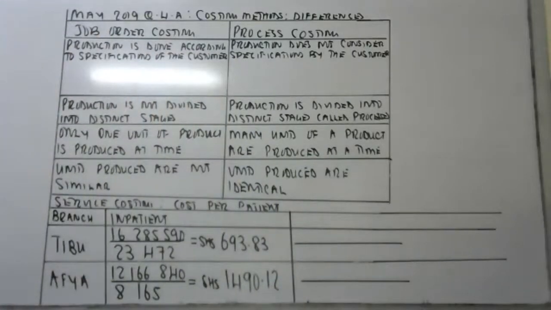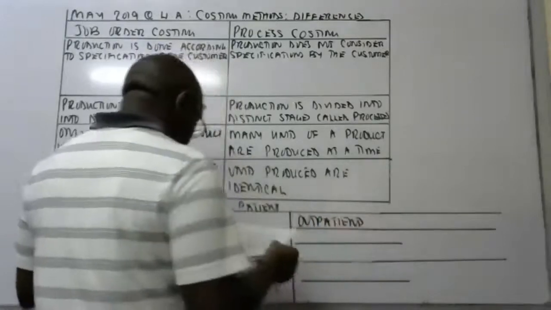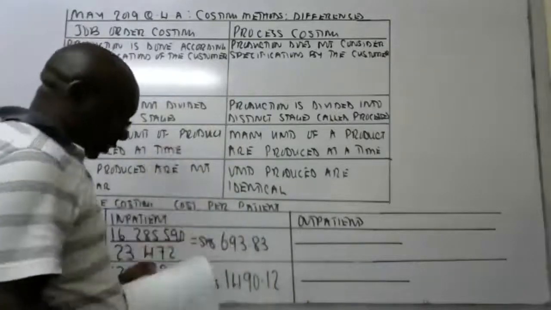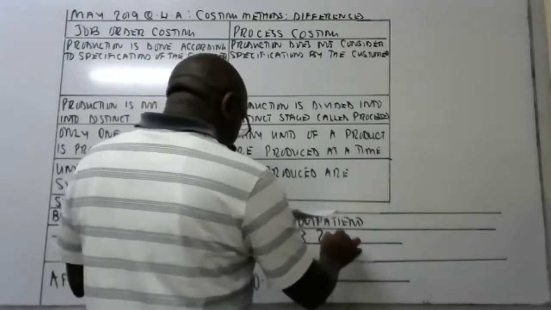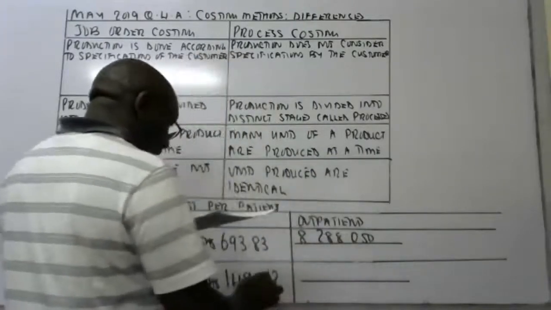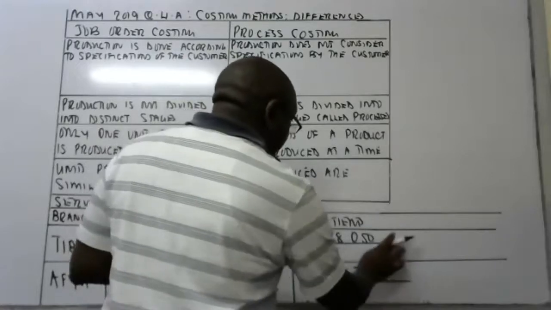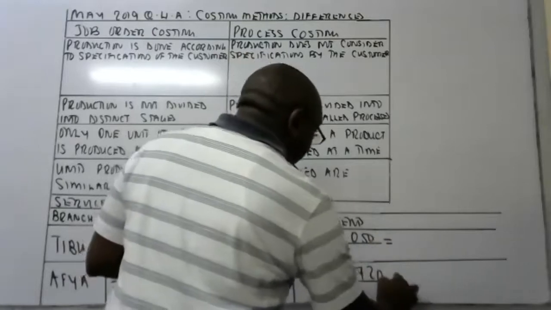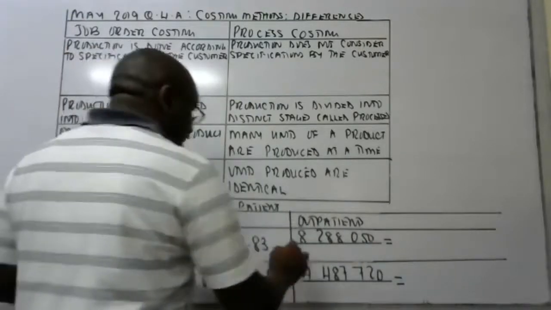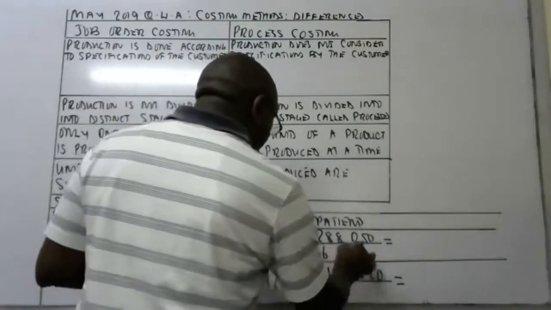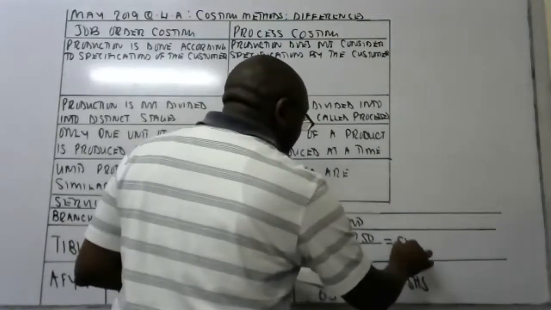Then we go to the outpatients. We start with the costs. In Tibu, it is 8,288,050, and in Afia, it is 4,487,720. Then if you go back to check where the outpatients are numbered, this is 216,500 and this is 63,920.